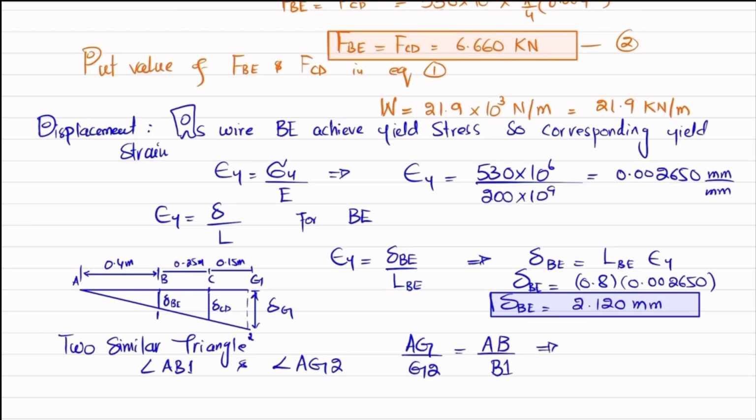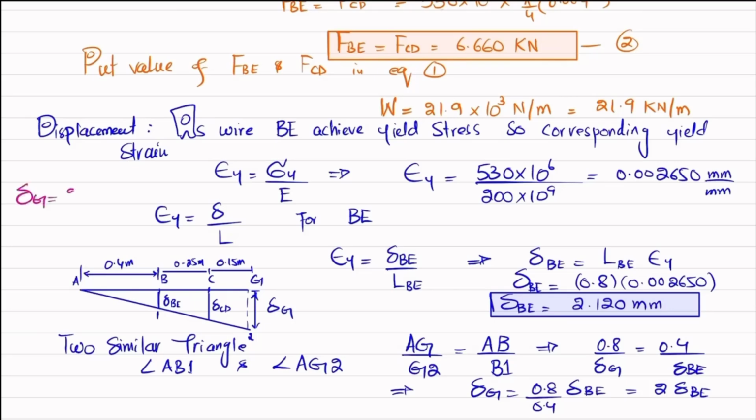So what we will get is that AG is totally 0.8, clear? So 0.8 divided by delta G, since G2 is delta G, will be equal to 0.4 divided by delta BE, clear? From here we get delta G equal to 0.8 divided by 0.4 times delta BE, which is equal to 2 times delta BE. Now put the value: 2 multiplied by delta BE, which is 2.120 millimeter. So you will get delta G equal to 4.24 millimeter, which is the answer to this question.